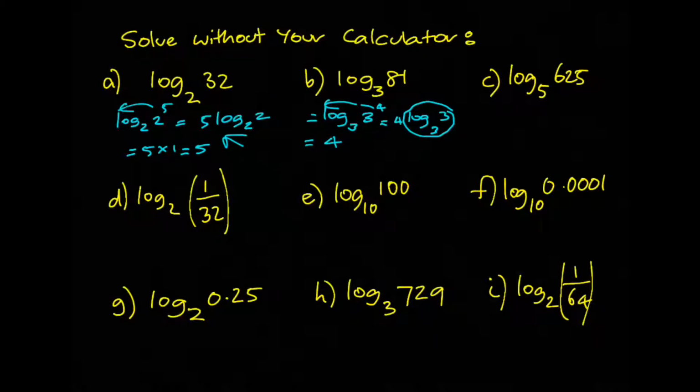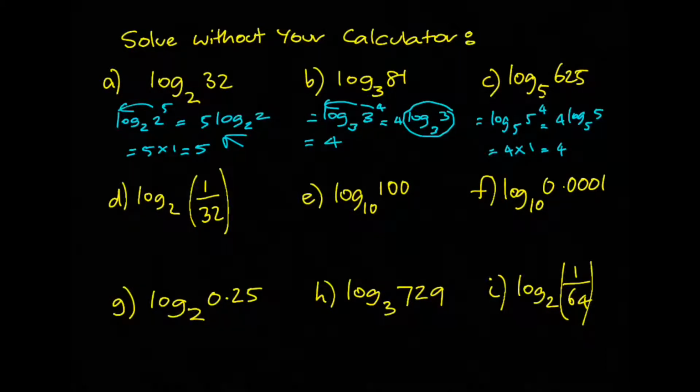Now part C, how many times do we multiply 5 times itself to get 625? So 5 times 5 is 25, times 5 is 125, times 5 again, and that gives you 625. So again, 5 to the 4 is equal to 625. So we've got log 5 of 5 to the 4, and that equals 4 log 5 of 5, which equals 4 times 1 equals 4.